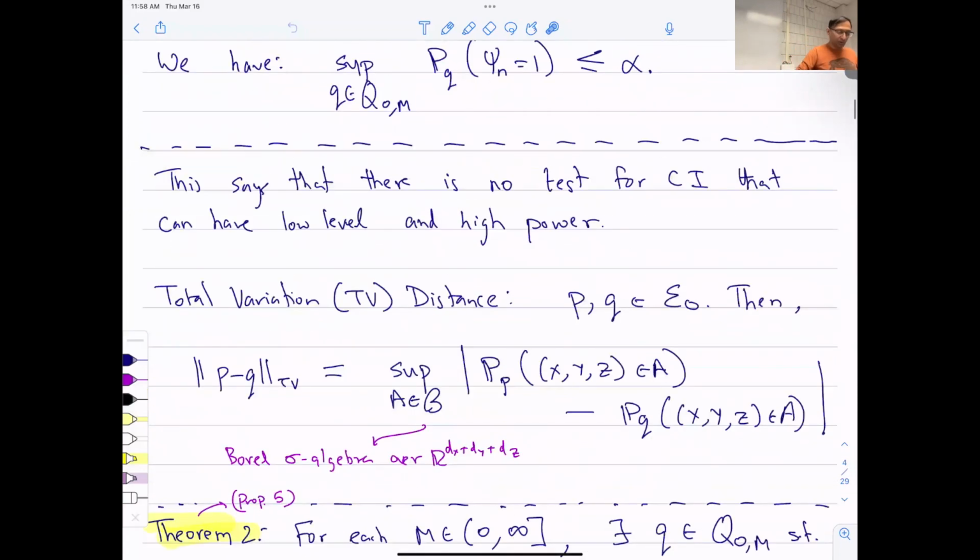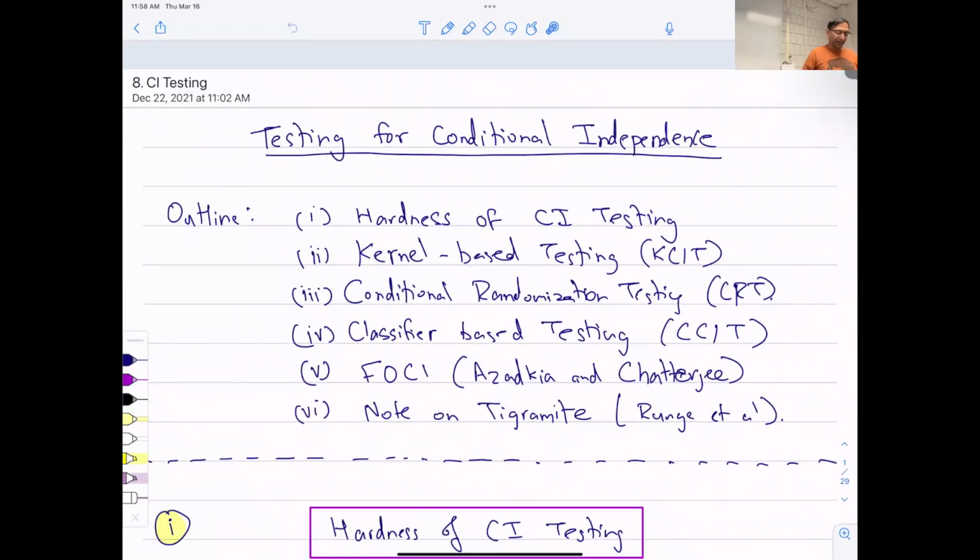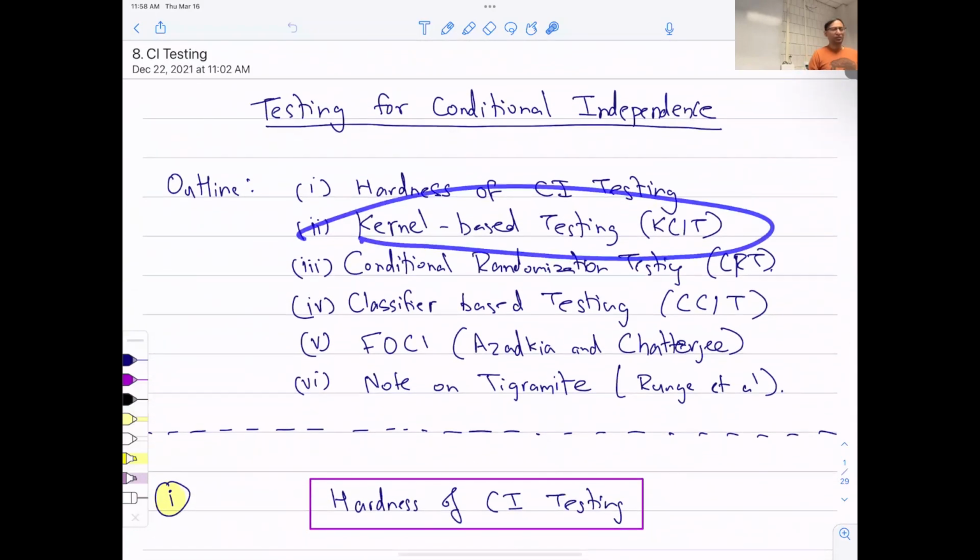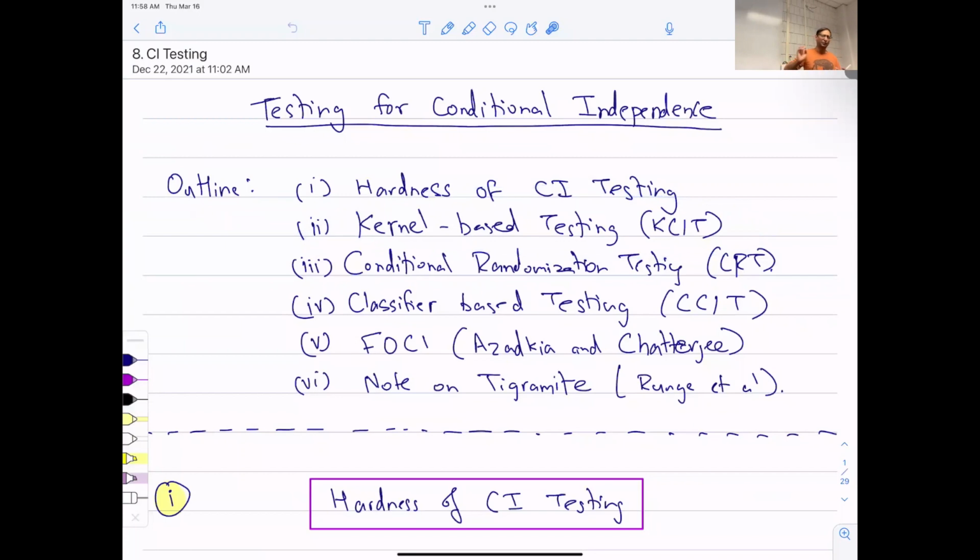Then I will go through a bunch of different types of positive results. How do you do CI testing? Kernel methods, which are a powerful class. Some randomization methods, something called knockoffs. Something called permutation tests. I want to talk through various ways you would test this, and what the ideas are, and that will bring me to the end of this lecture series.